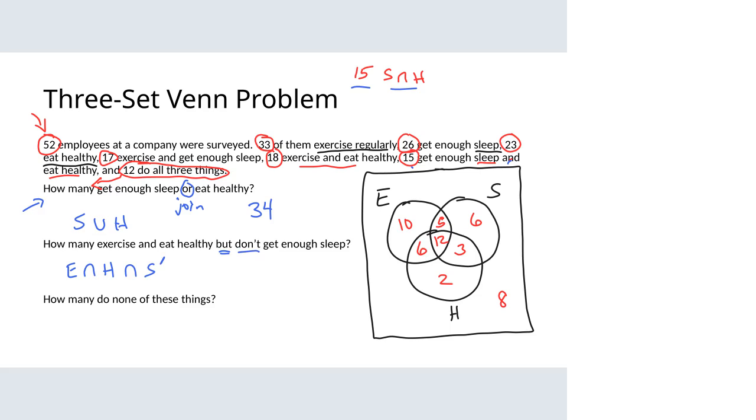So we're looking for E intersect H intersect S complement. Or you can think of this as just, I'm going to find the people that exercise and eat healthy and throw out the ones that don't get enough sleep. When you have a number there, you can go ahead and type it. No rush, no pressure. We'll just see what you come up with for this one.